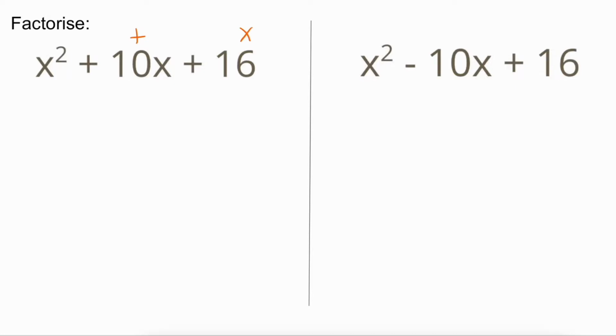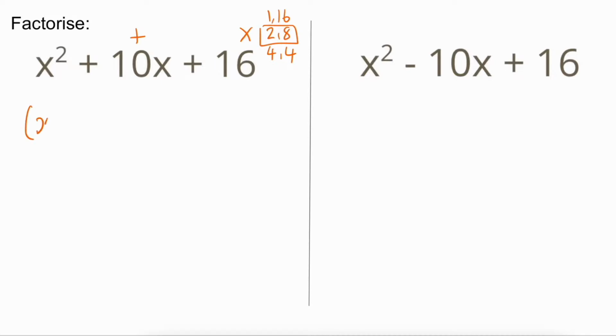So we start with the multiplying. What times is together to make 16? So we're thinking about the factors of 16. So we have 1 and 16. We have 2 and 8, or we have 4 and 4. And now we've kind of looped back round, so they're all the factors of 16. And we're working out which ones add to make 10. And we can see there that that would be 2 and 8.